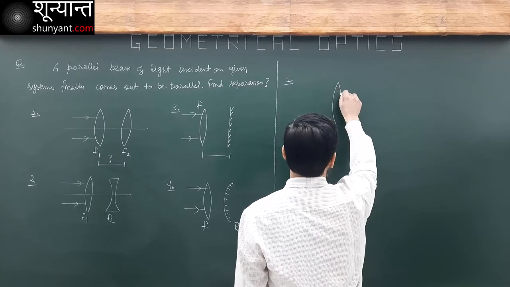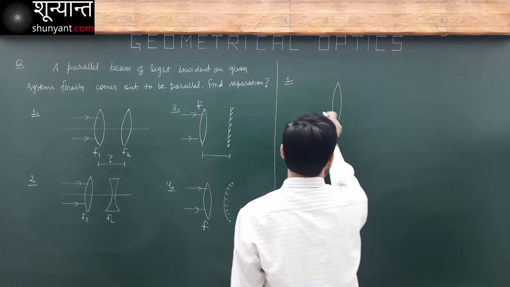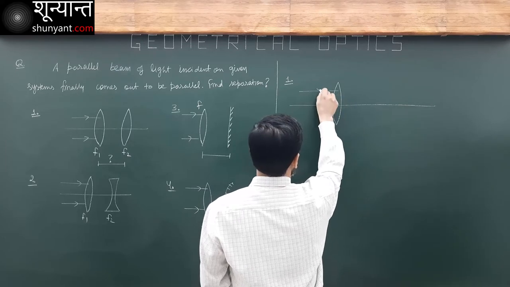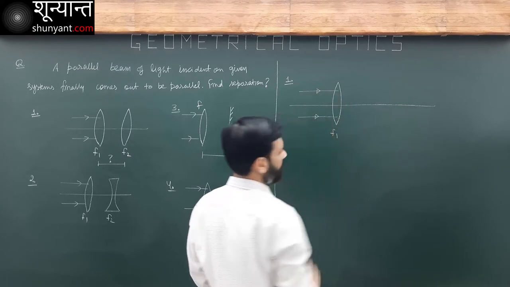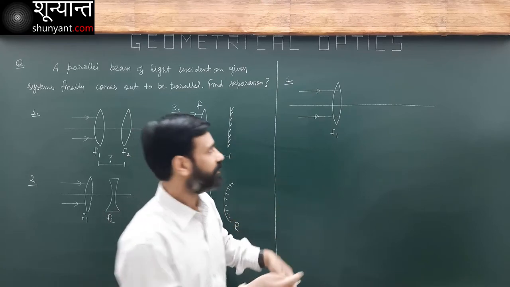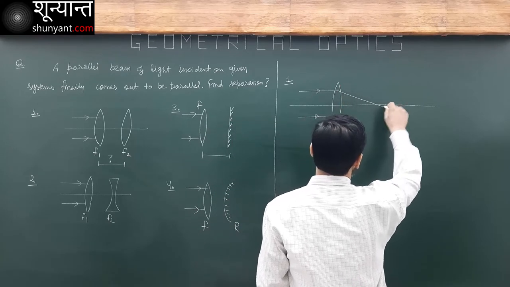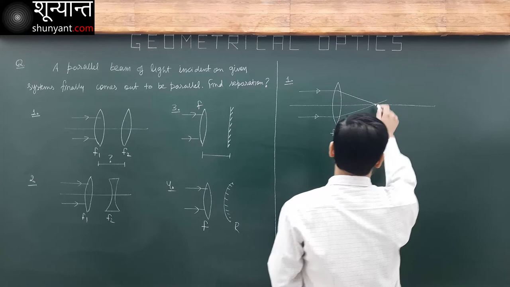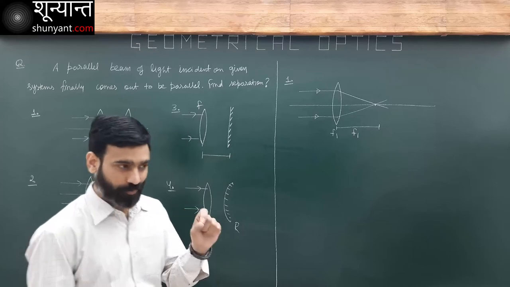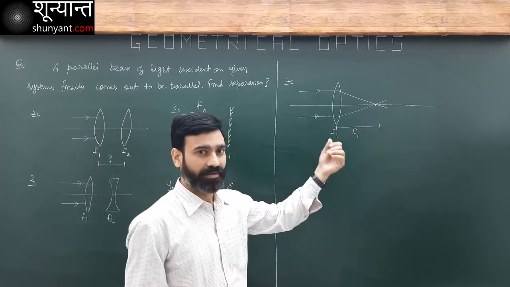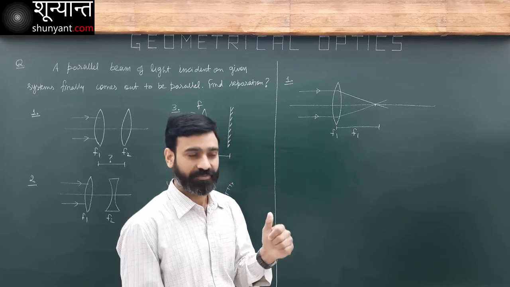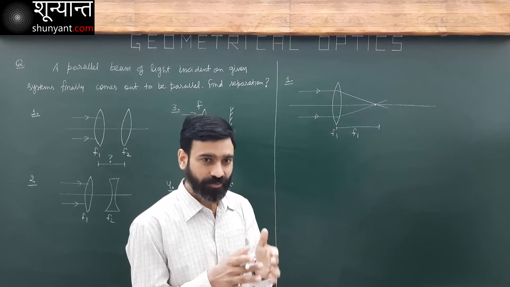This is my first lens, F1. This is the principal axis. Light is incident parallel to the principal axis. After passing through the lens, what is going to happen? It is going to converge at its second focus, like this. This distance from here to here becomes F1. F1 is not the first focal length. F1 is the focal length of this lens. First and second focus are both the same. I am saying that the focal length is F1, that means first and second focus both are the same. Its magnitude is equal to F1.